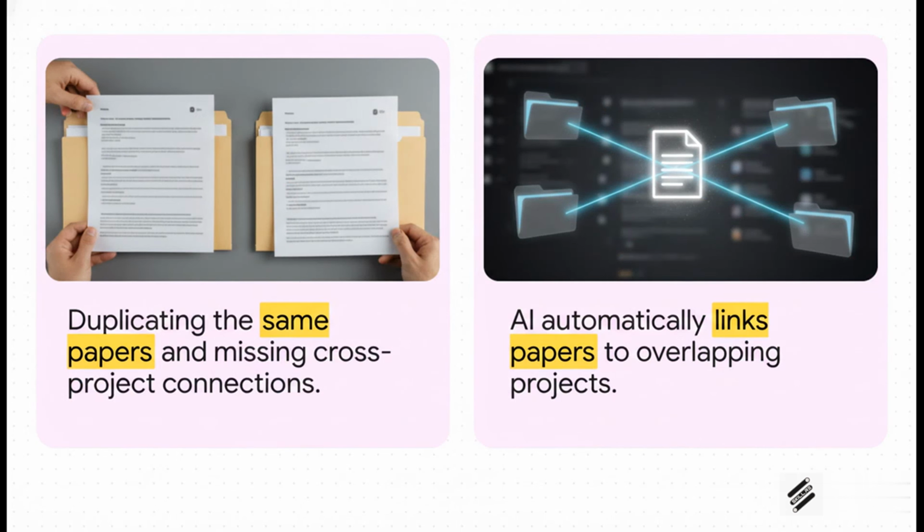And for those of you directing multi-project labs, this is a game changer. Without AI, you are probably saving the exact same paper in the pregnancy project folder and the aging project folder. You're wasting storage and, worse, missing out on cross-project connections. With AI relationship mapping, the system automatically links a paper on, say, inflammatory markers to both of those projects because they share methodological mechanisms. It surfaces these overlapping insights that human eyes would almost certainly miss.